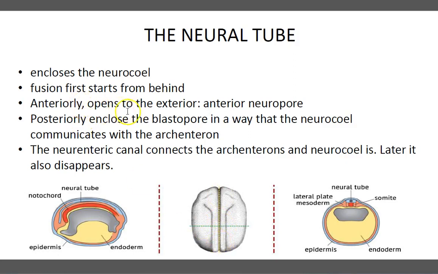So anteriorly, you have an opening. We call that opening your anterior neuropore. And then posteriorly, you now have the neurosil that communicates with the archenteron. So remember, your archenteron is your primitive gut. So the one on the posterior side is the neuroenteric canal because it connects your archenteron and neurosil. So later on, this will disappear.